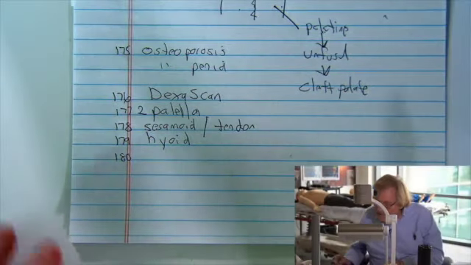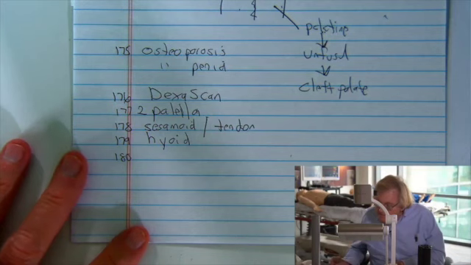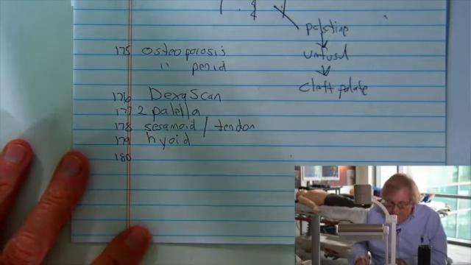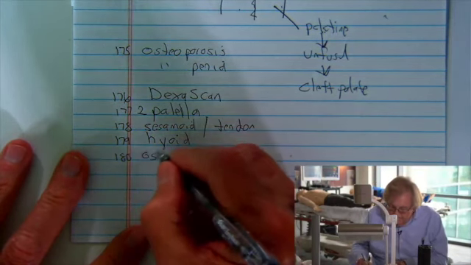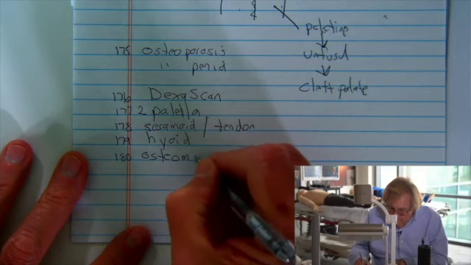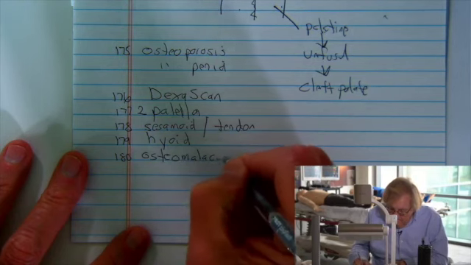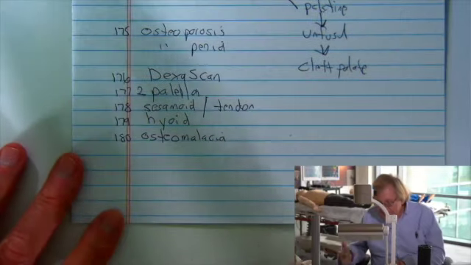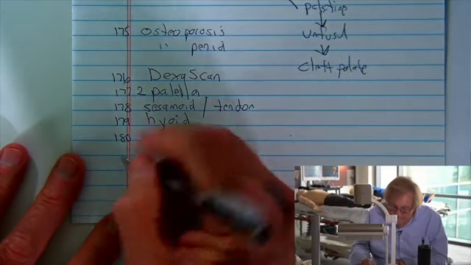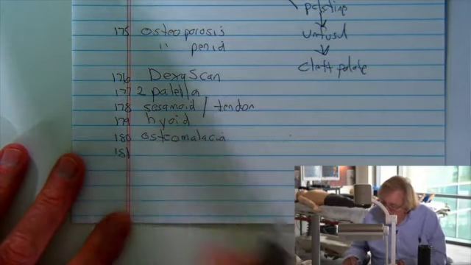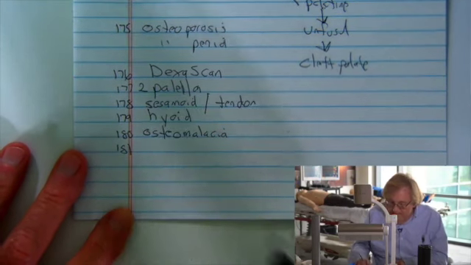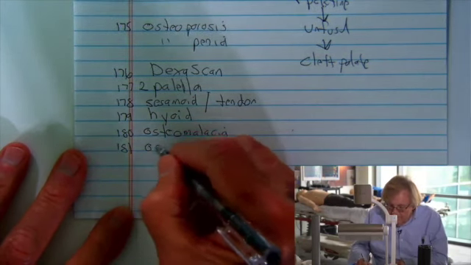Okay, number 180 says soft bone from mineral loss but not volume is osteomalacia. Sometimes you'll see that called rickets. 181, arthritis from old age and injury. That's osteoarthritis.